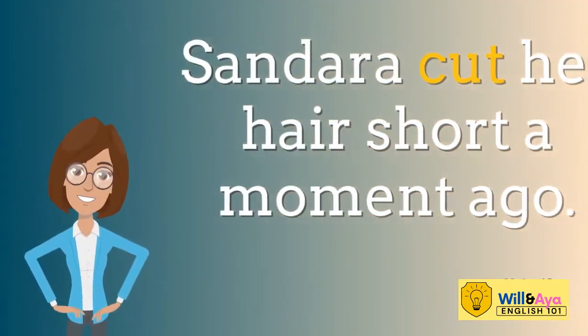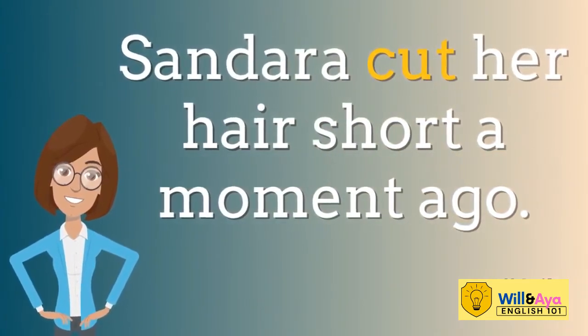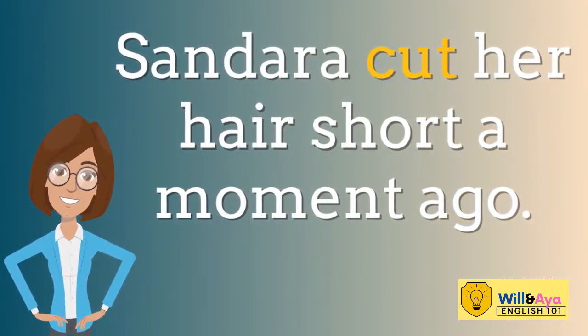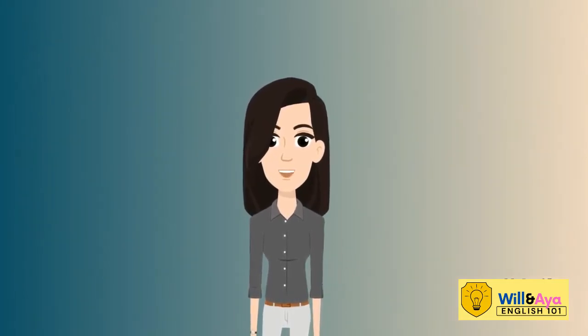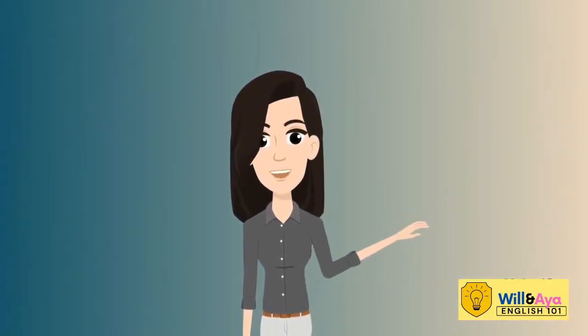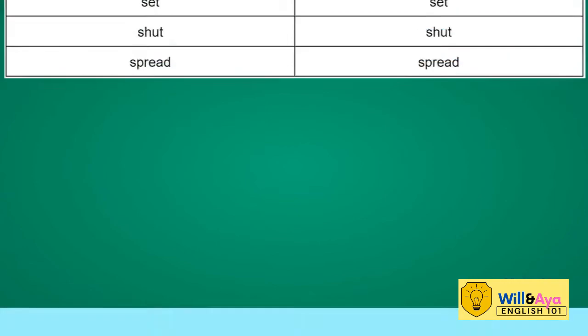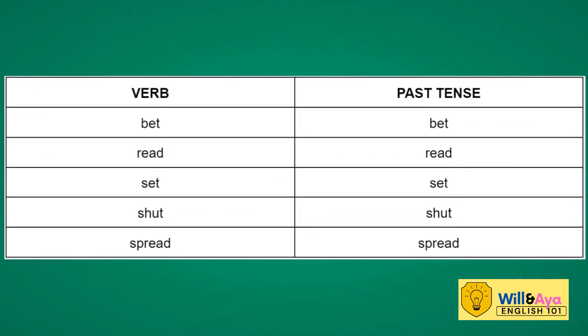Another example is Sandara cut her hair short a moment ago. The verb cut is in the past tense here, although we did not change its spelling. Here are some other irregular verbs that do not change their spelling in forming the past tense. Bet, read, set, shot, and spread.